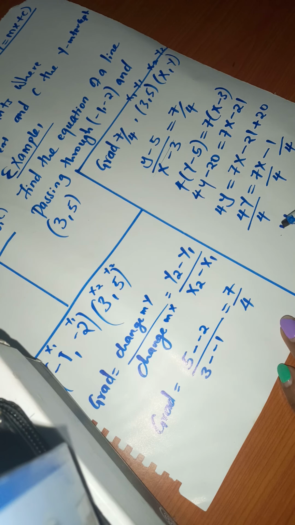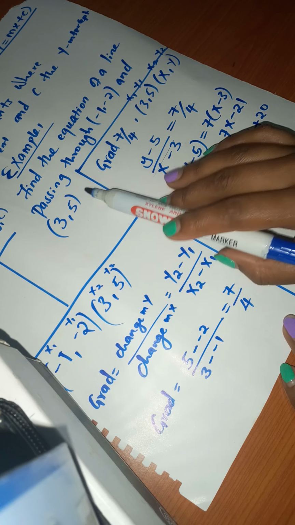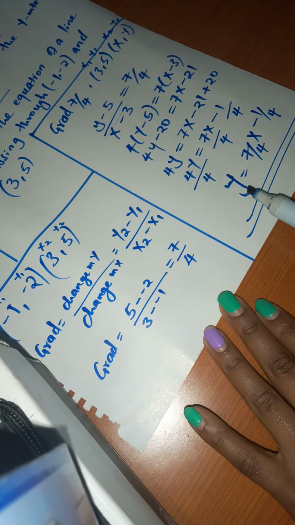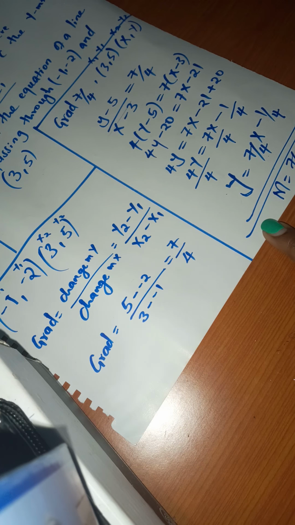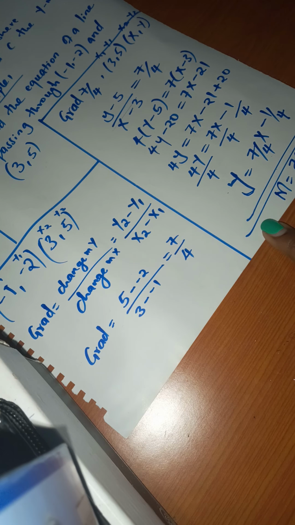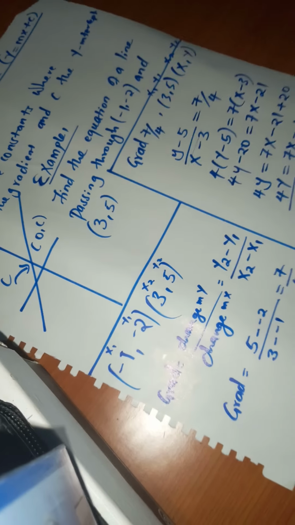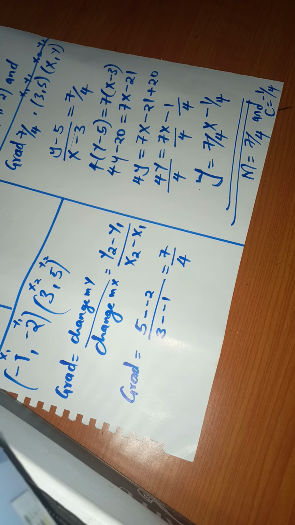So this is the equation of the line passing through the points (-1, -2) and (3, 5), and I'm leaving it at this point where I have y equals mx plus c. If I'm asked, my m is 7/4 and c is -1/4. I leave it at that.